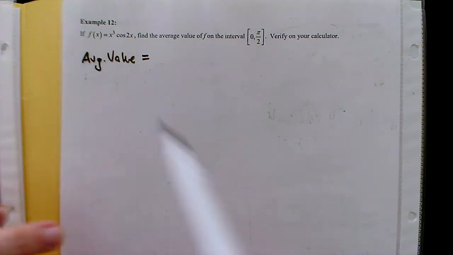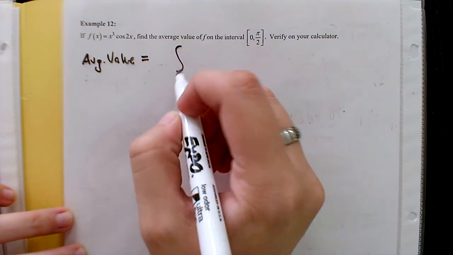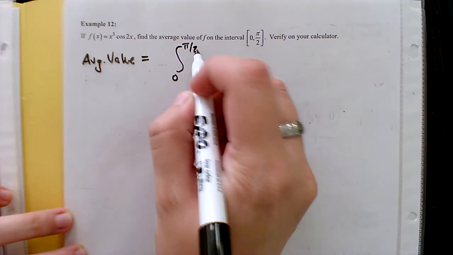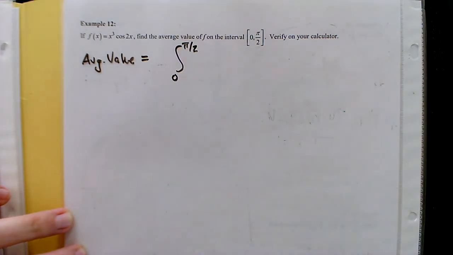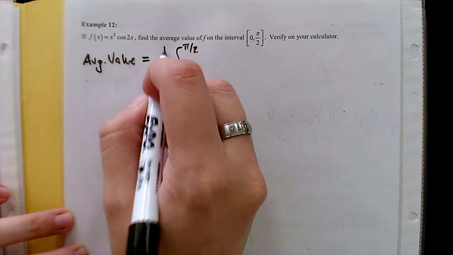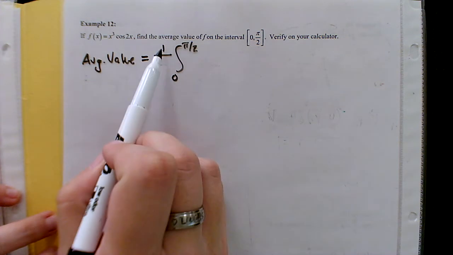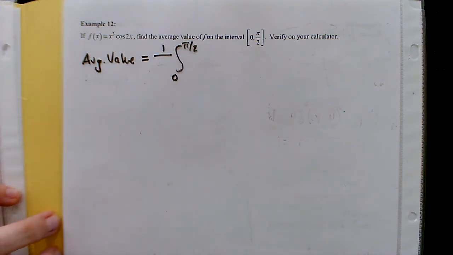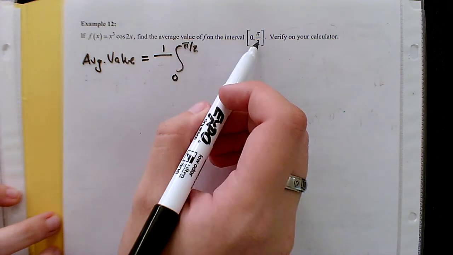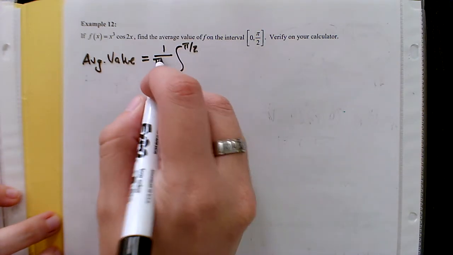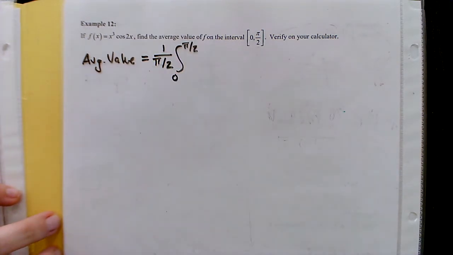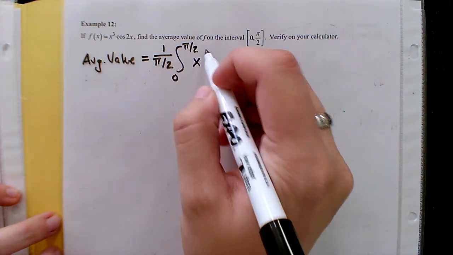Yeah? Find the integral of that divided by pi over 2. Okay, Eric gave it to us in a nutshell, but the general formula for average value is 1 over b minus a. B and a come from your interval, so we'd have pi over 2 minus 0, which would just be pi over 2. And then we're going to integrate the function.